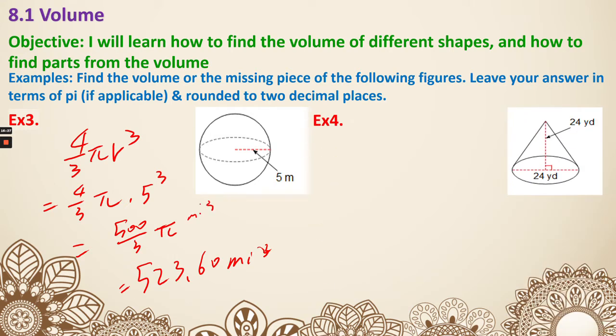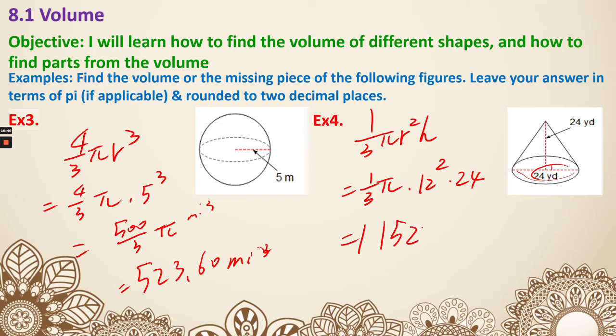Example 4. This time is a cone, so 1/3 pi r squared h. 1/3 pi, the radius is 12 squared because the 24 is the diameter. The height is 20. And if we actually keep the pi, that is going to give you 1152 pi, which if you replace the pi with the actual number is going to be 3619.11 yard cubed. That's example 4.